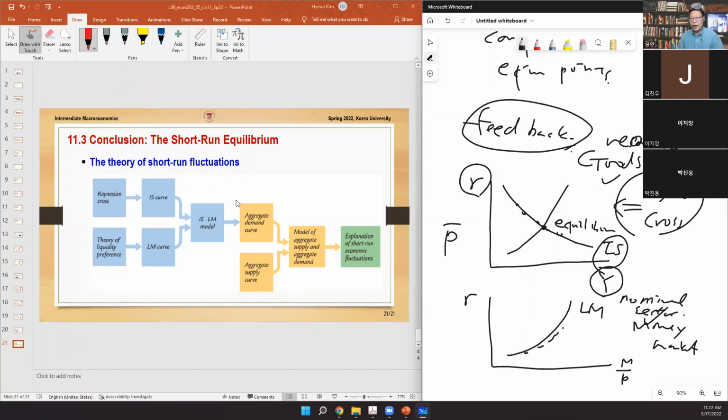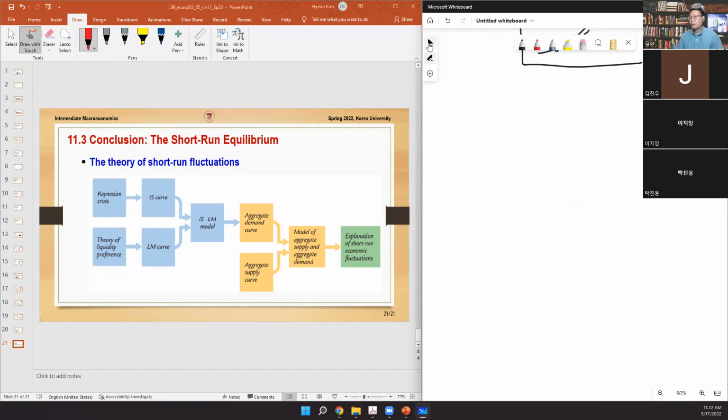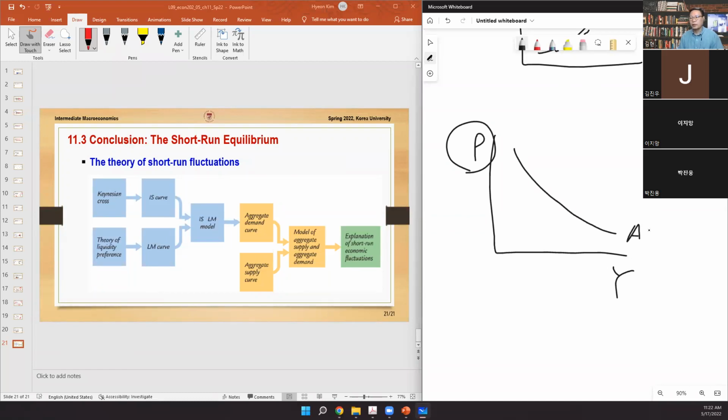But we would like to relax the level of P. This looks like a fixed or exogenous variable, but we would like to change the role of price into just a flexible one. That means we'll find the relationship between price and output. That means we'll switch this variable into the entire price level, and then we'll construct this AD curve.